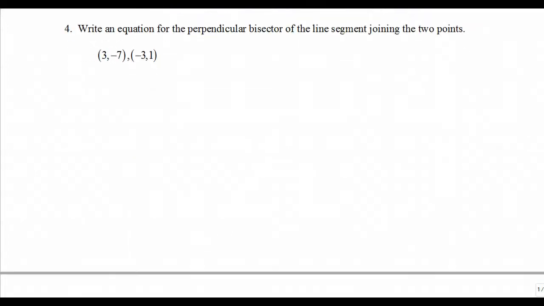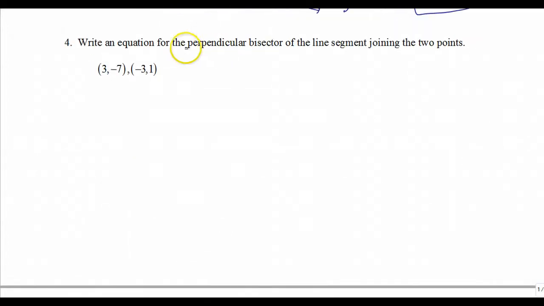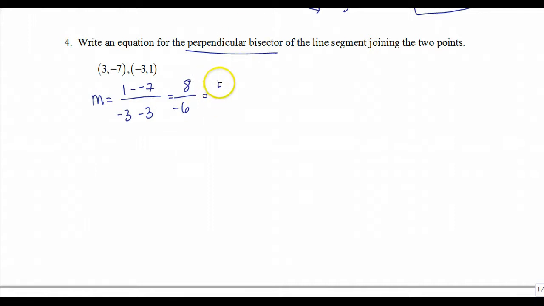All right. Perpendicular bisector. So you have to know what the perpendicular bisector means. Perpendicular means we need a slope, and it needs to be the opposite reciprocal. So the slope is 1 minus negative 7 over negative 3 minus 3, which is 8 over negative 6, which is negative 4 over 3. So the perpendicular slope is positive 3 over 4.